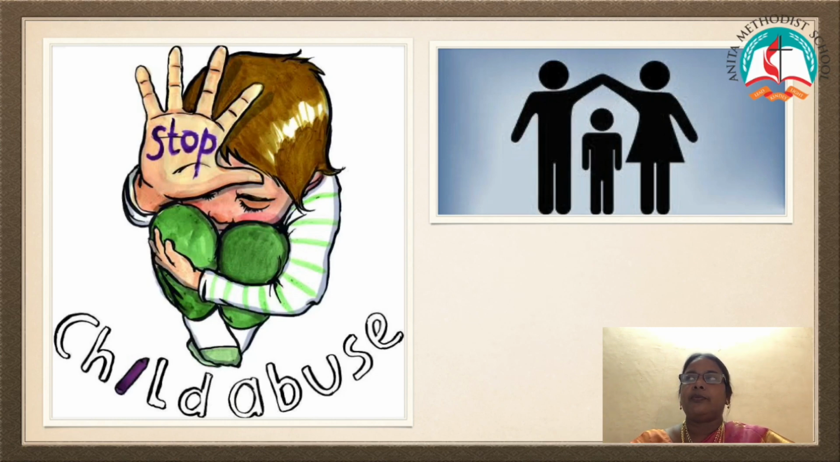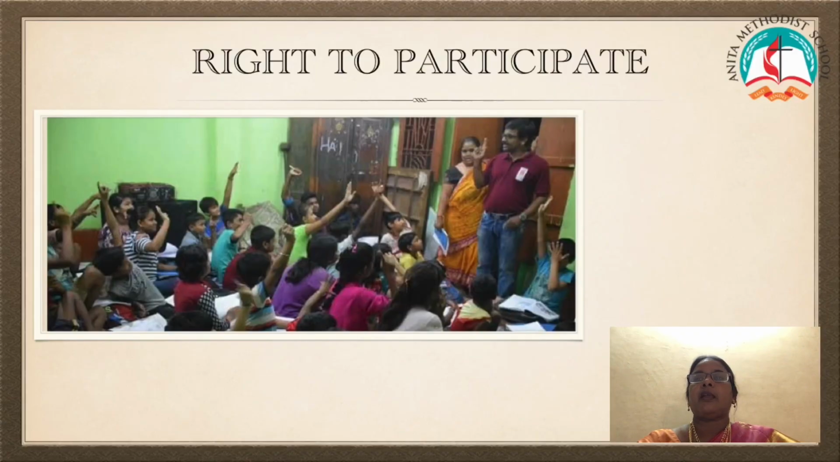So what have you understood about the right to protection? Children, you protect yourselves from danger, and as I already told you, you can even call the police, and you can also call the child helpline number if you are assaulted by an adult. Okay. The next one is the right to participate.